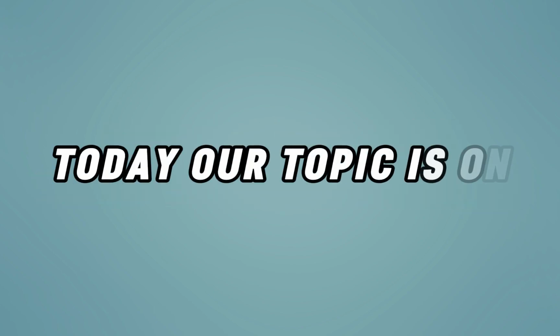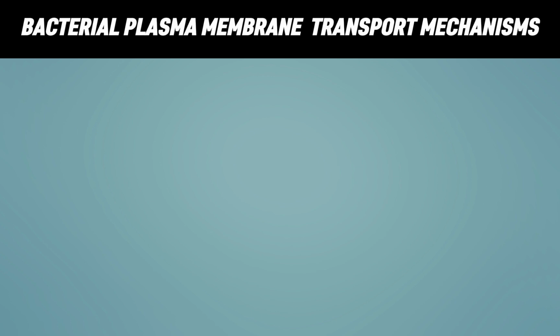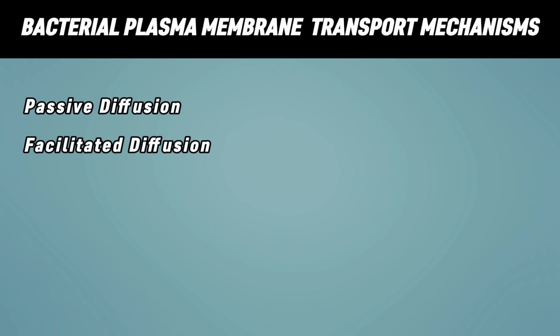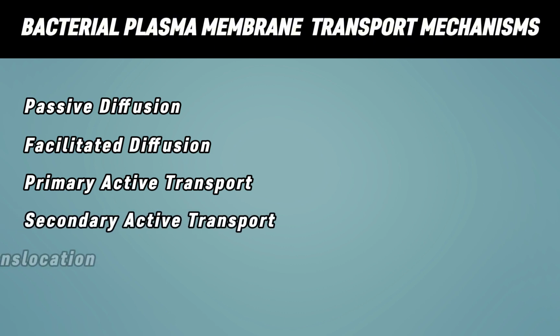Today our topic is on bacterial plasma membrane transport mechanisms. Bacteria use several different transport mechanisms: passive diffusion, facilitated diffusion, primary active transport, secondary active transport, and group translocation.